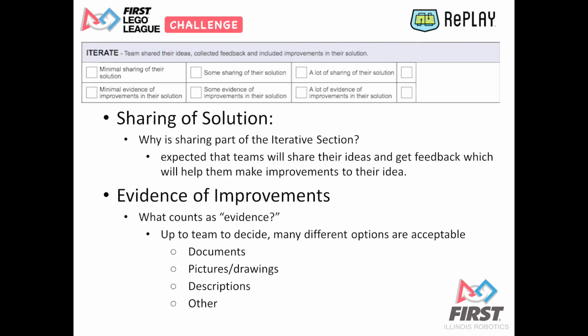Okay, the iterate section of the rubric. So some people might look at the iterate section right now and wonder why it includes a line on how the team shared their solution, rather than placing this line in the next section of the rubrics that we're going to talk about, which is the communicate section. While the wording of this section may not be as clear as it could be, the text next to the word iterate helps provide some context.